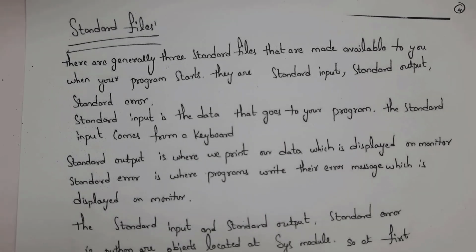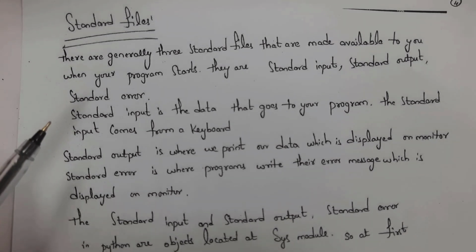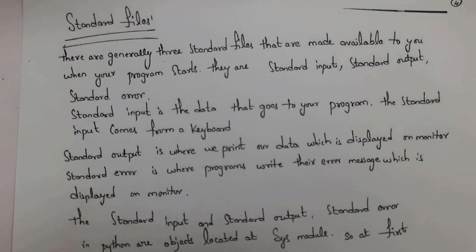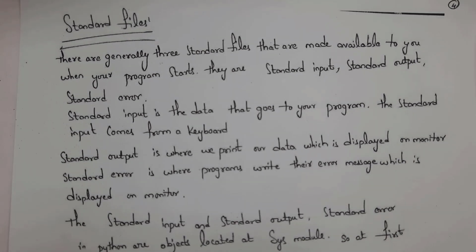Next I will explain standard files in Python. There are generally three types of standard files that we can use in our program. They are standard input, standard output, and standard error. Standard input is nothing but whatever data we give by using the keyboard; we call that data standard input. Standard output is nothing but whatever data is displayed on my monitor; we call that data standard output. If the program is successfully executed, then we will get output as standard output. Next I will explain what is standard error. Whatever error message is displayed by the monitor, we call that error message standard error.